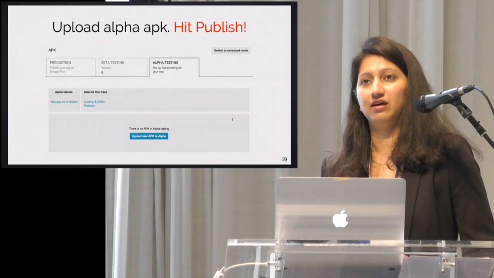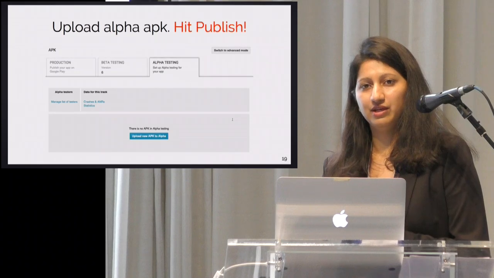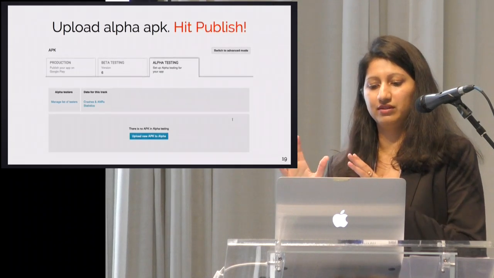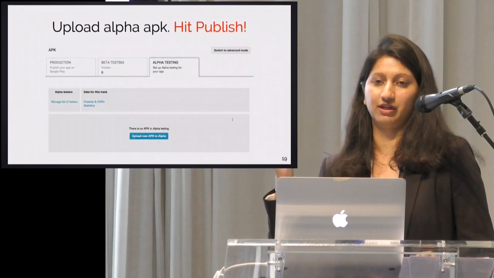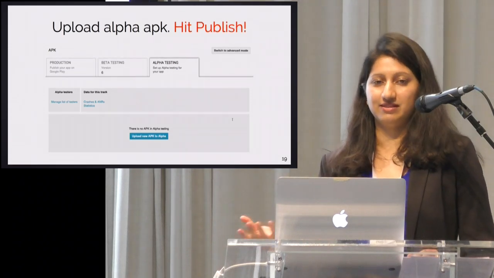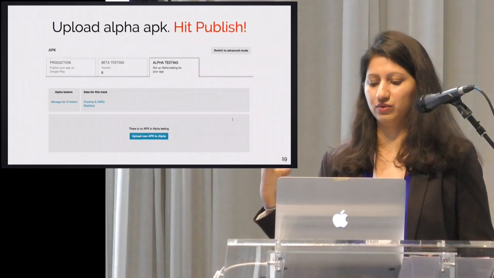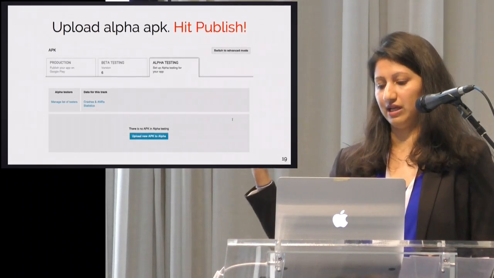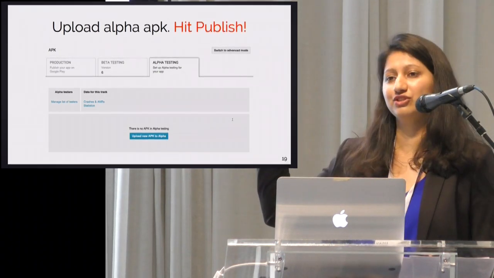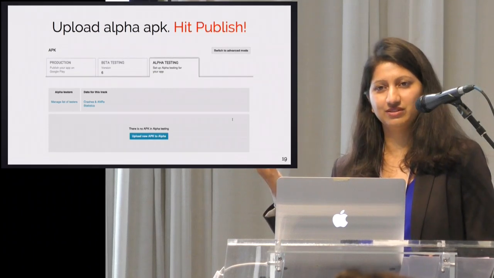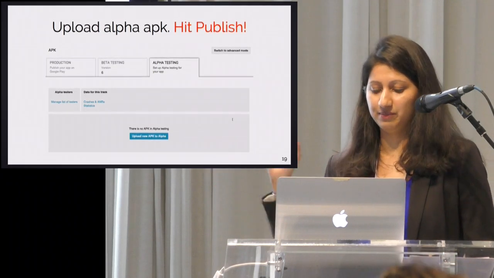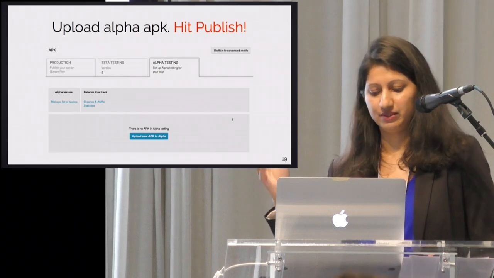Next step is to sign your APK and upload it onto the alpha, beta, or the production channel. Since you're testing this and it's probably internal, you don't want to put it up on the production channel. So sign it and upload it on the alpha channel. Make sure you hit publish. If you don't hit publish, then it doesn't show up. So hit publish, it'll show up in about 2 hours or so.